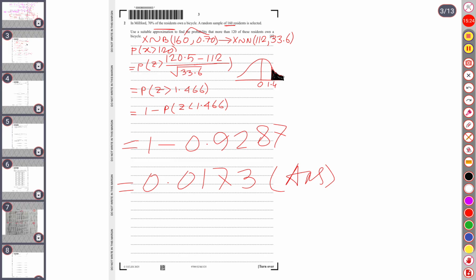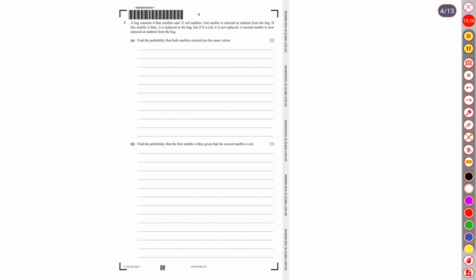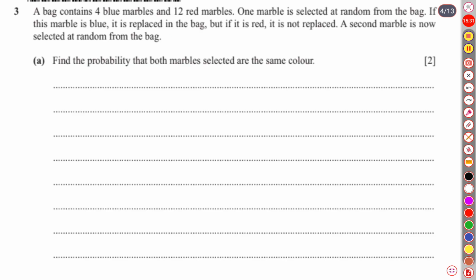Question number 3 says, a bag contains 4 blue marbles and 12 red marbles. One marble is selected at random from the bag. If this marble is blue, it is replaced in the bag, but if it is red, it is not replaced. A second marble is now selected at random from the bag. Find the probability that both marbles selected are the same color. Okay, let me repeat the solution again.